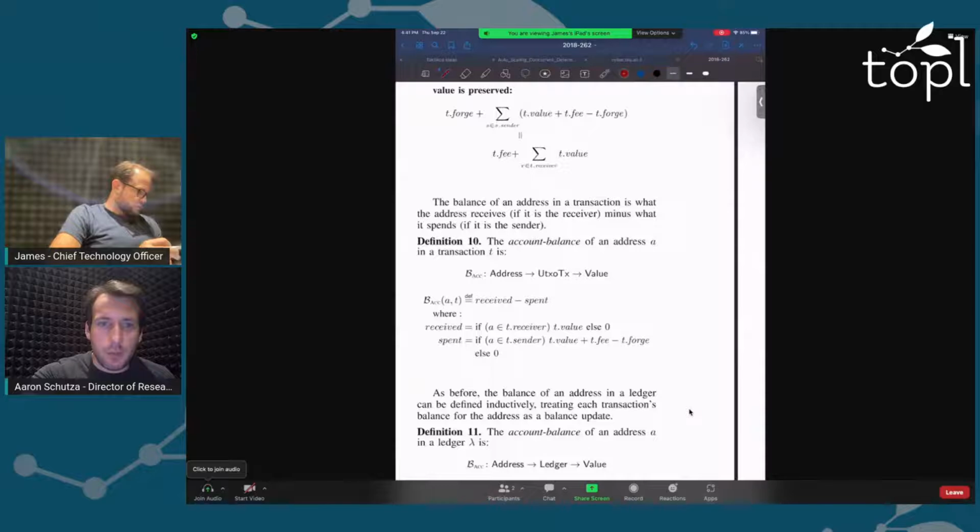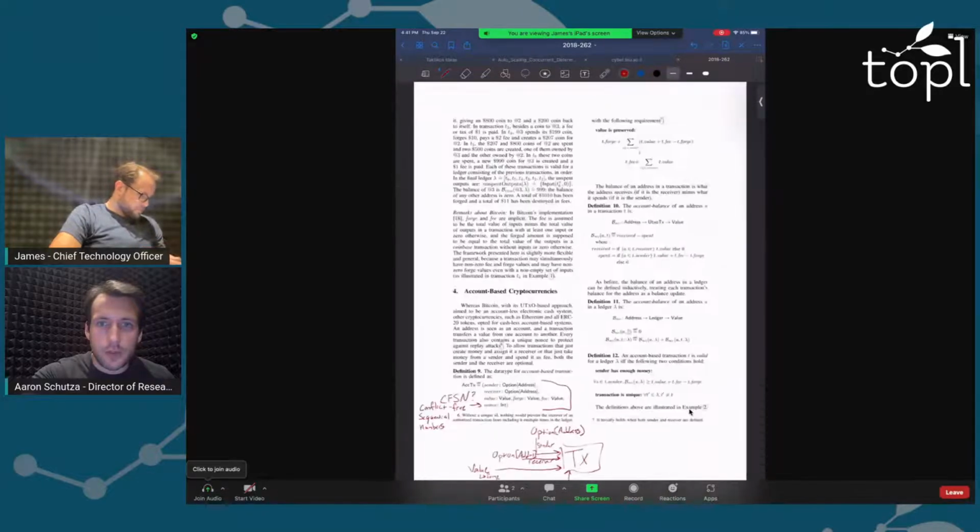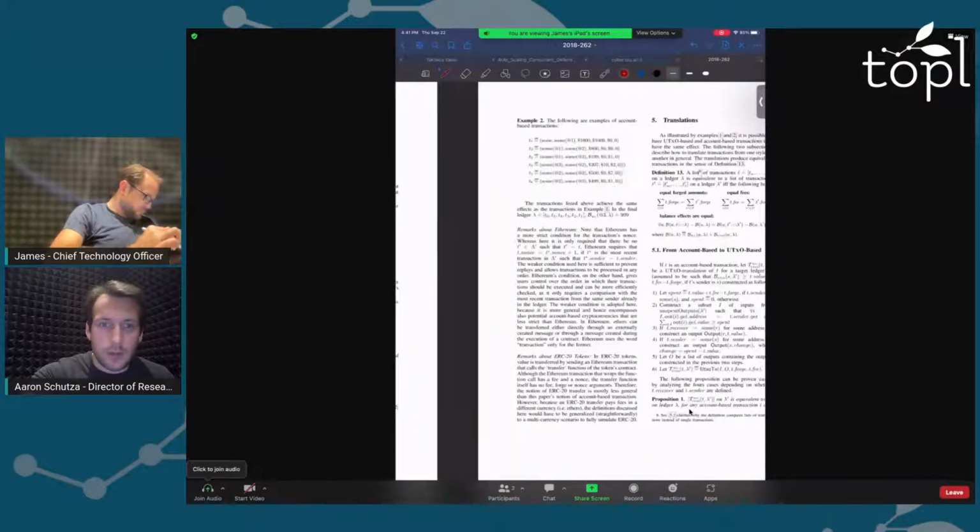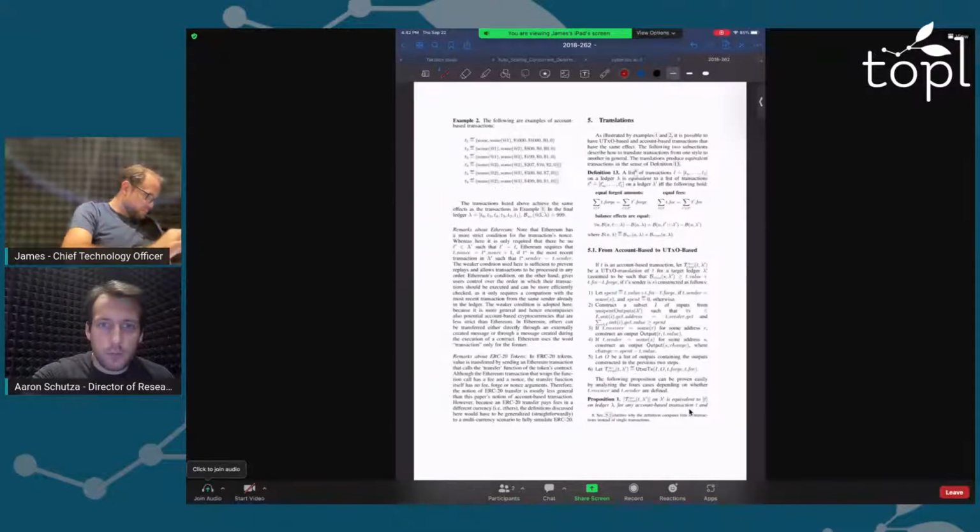Note that Ethereum has a more strict condition for the transaction's nonce, whereas here, and this is just stating that the nonce is incremented by 1, the most recent transaction increments the nonce and specifies the order in which the transactions can be played on the ledger. Ethereum's condition, on the other hand, gives users control over the order in which their transactions should be executed or expected to execute, and can be more efficiently checked, as it only requires a comparison with the most recent transaction from the same sender already in the ledger state.